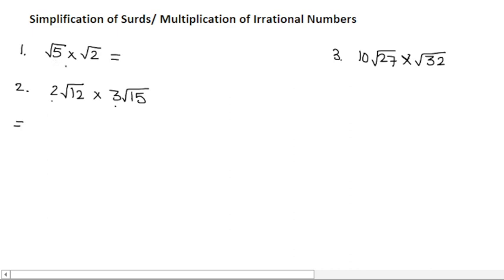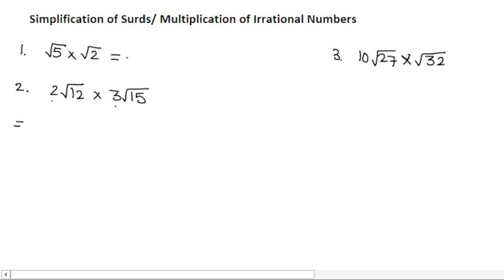Let us try multiplying two surds. In the first example, you see two surds, root 5 and root 2. They are pure surds actually. What we normally do is, if we look at a surd, we try to simplify it further. Can 5 be simplified further? No, because 5 is already a prime number, it cannot be factorized further. And the same happens with 2.